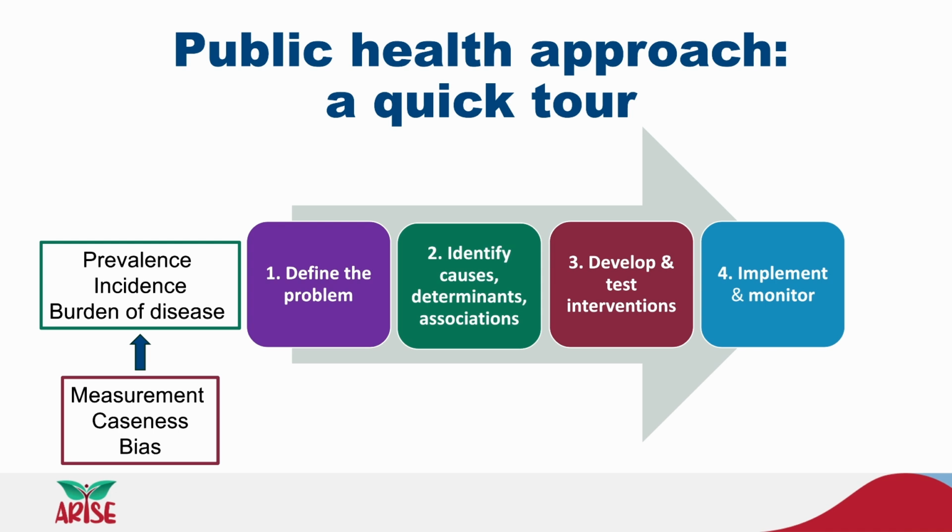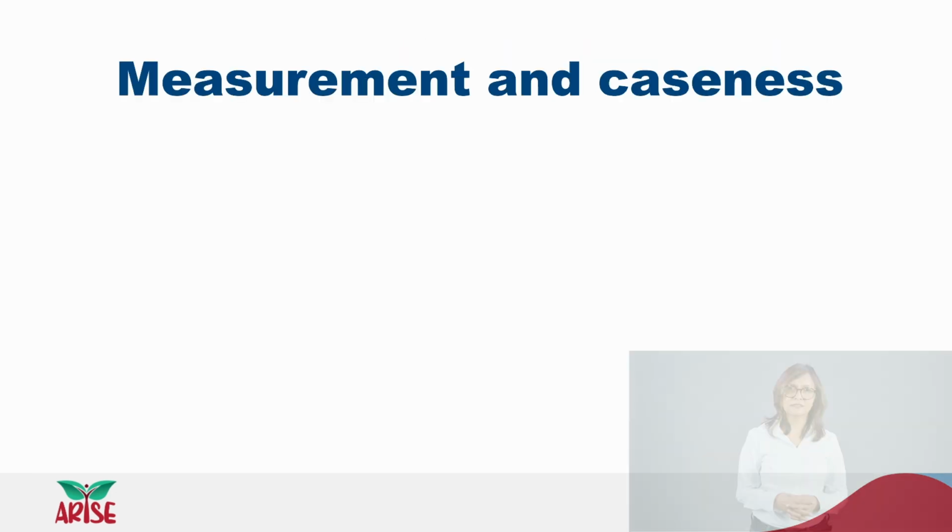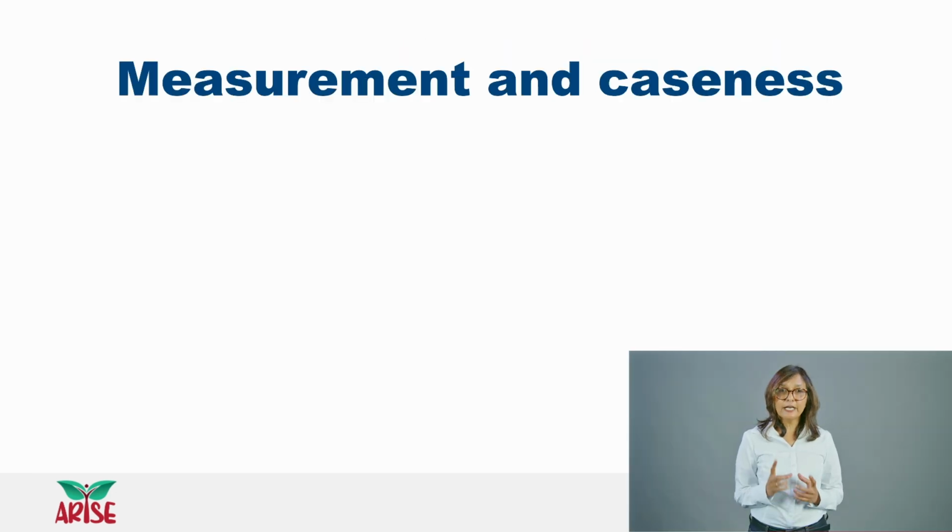Before we start talking about prevalence, incidence, burden of disease, we need to know, what are we counting? Prevalence of what? If I say that I am measuring the prevalence of depression or smoking, I need to be very specific about what I mean. This is where measurement and caseness come in.